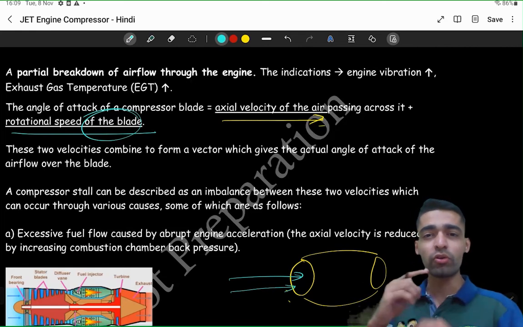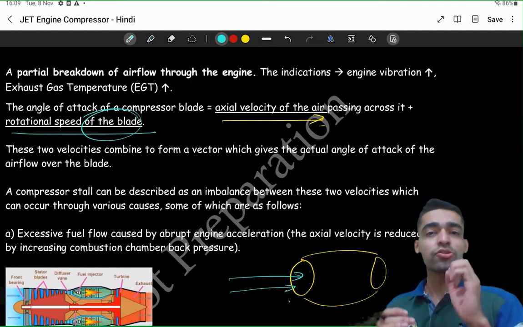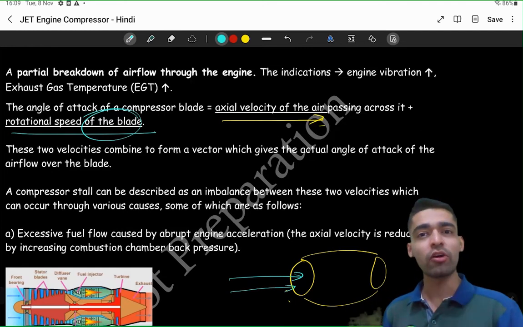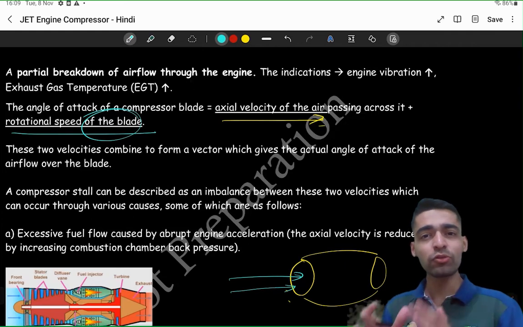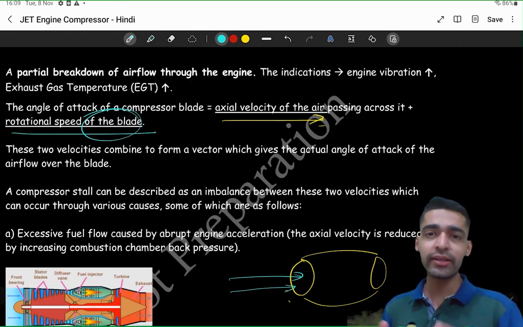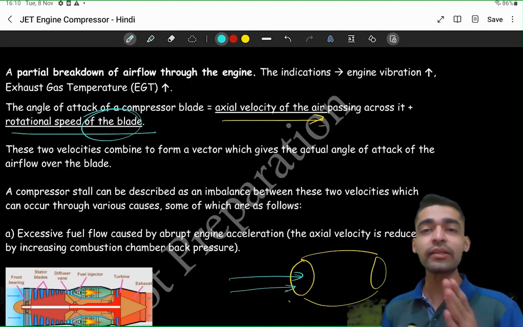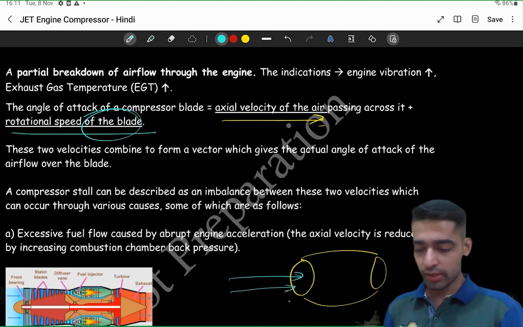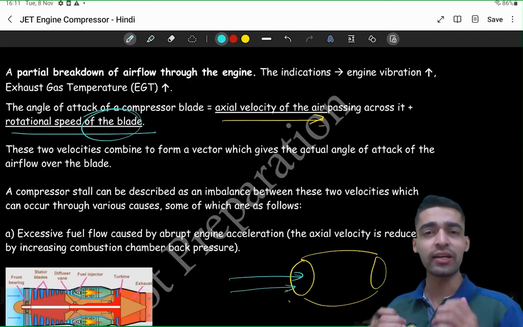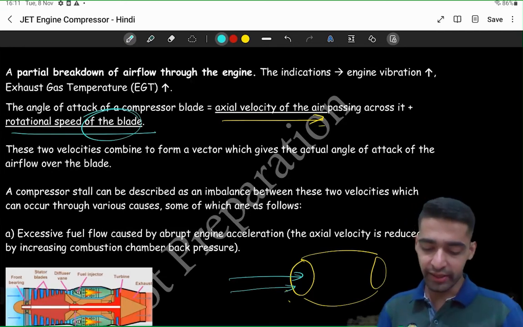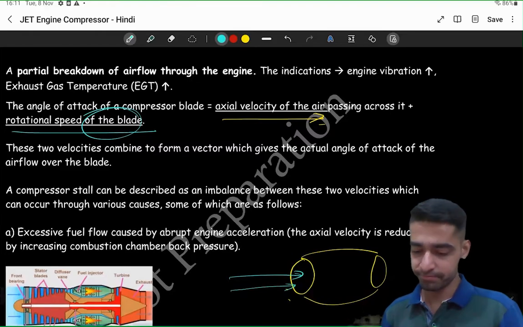So overall, this rotational speed of the compressor should match the axial velocity of air. When these two are synchronous, then only the engine will not get stalled. Otherwise, in all the other cases, the engine can stall. Now, what could be the different conditions in which the compressor could stall? Let's see that one by one.